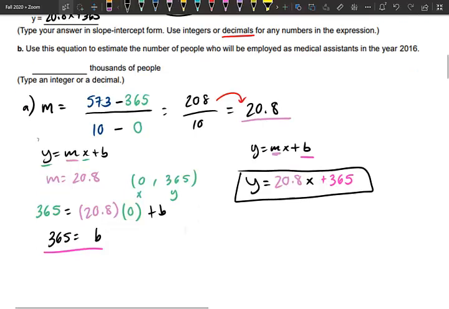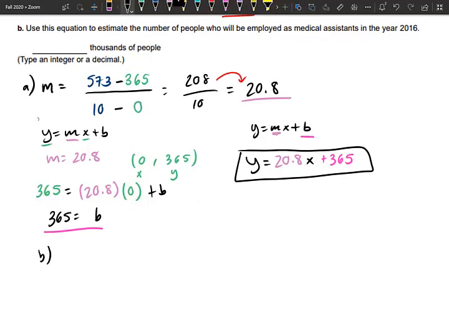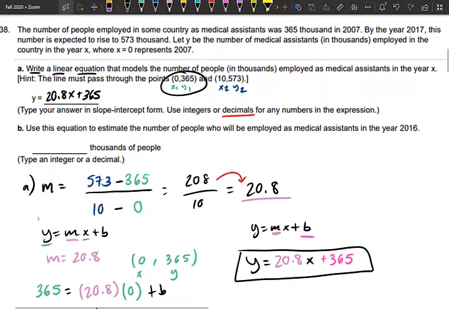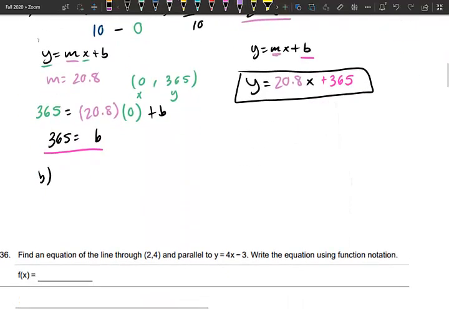Alrighty, part B. Use this equation to estimate the number of people who will be employed as medical assistants in the year 2016. So we said we started collecting this data in 2007. So we need to know how many years, how many x's, it has been from 2007 to 2016. So that's how we're going to find x. We do x equals 2016 minus 2007, and we get 9. So x is 9. That means it's been 9 years after we started collecting this data.